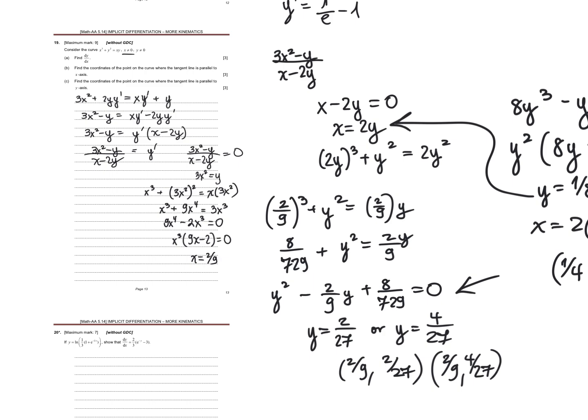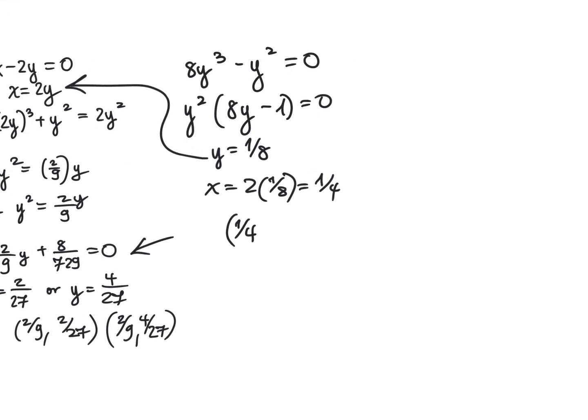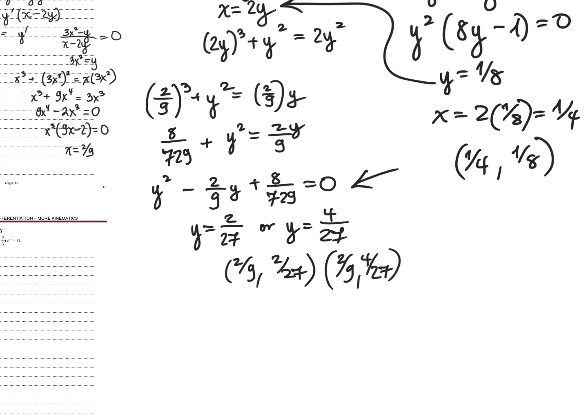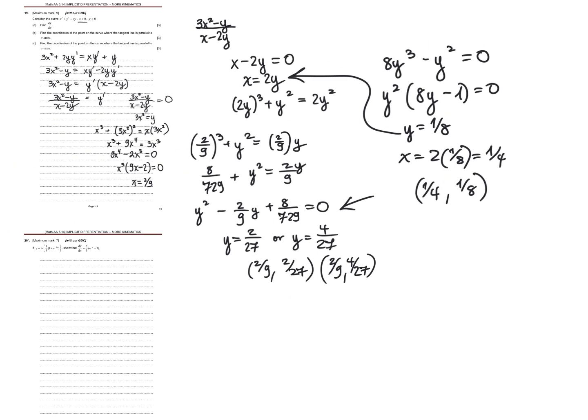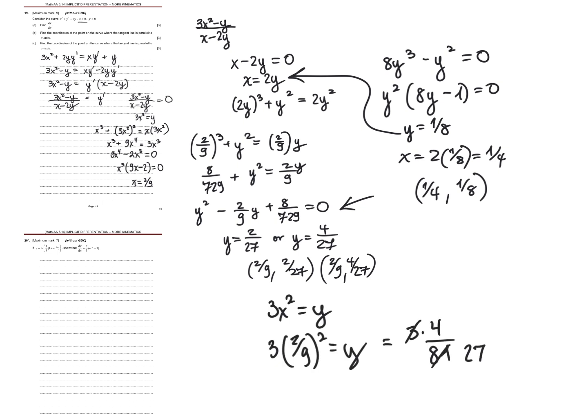No, the tangent at this point is parallel to the y-axis is going to be 1/4, 1/8. So yeah, this one where you have 3x squared equals y, you can do 3 times x is 2/9 squared equals y. So this one's going to give you 3 times 4 over 81, and this is the 27.